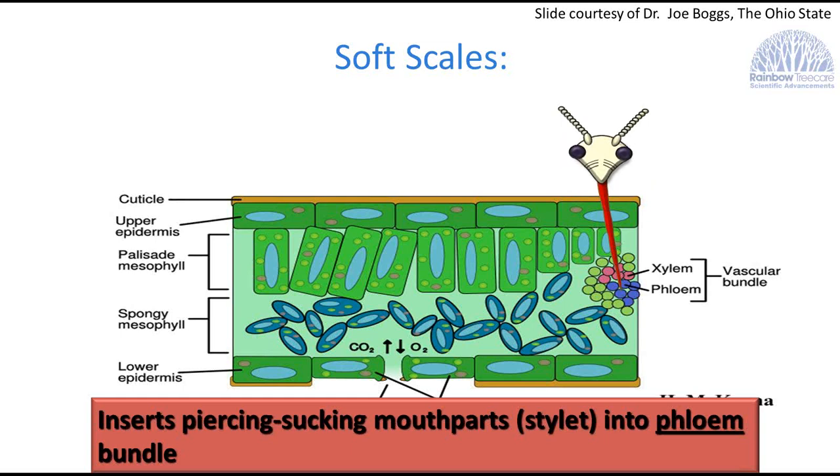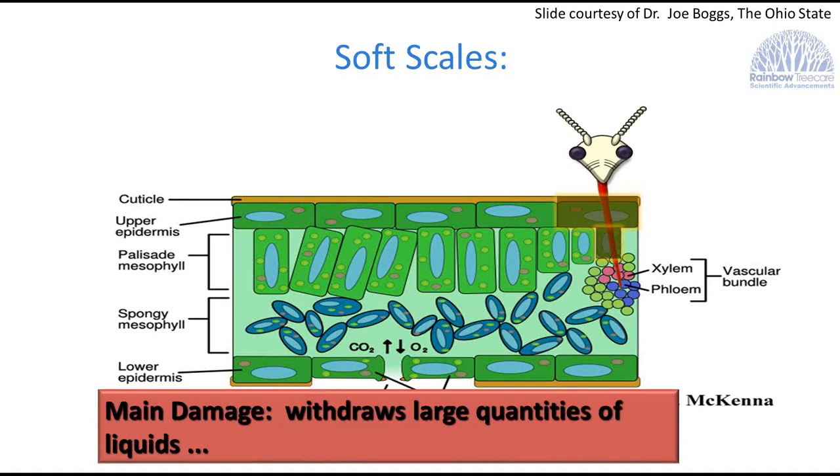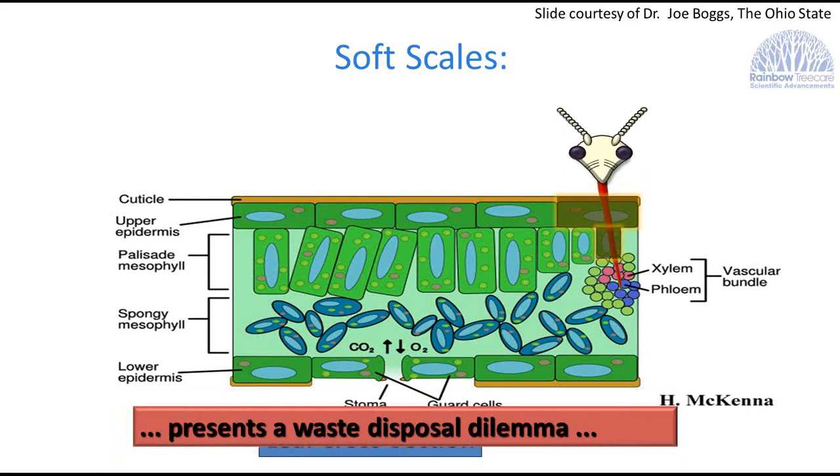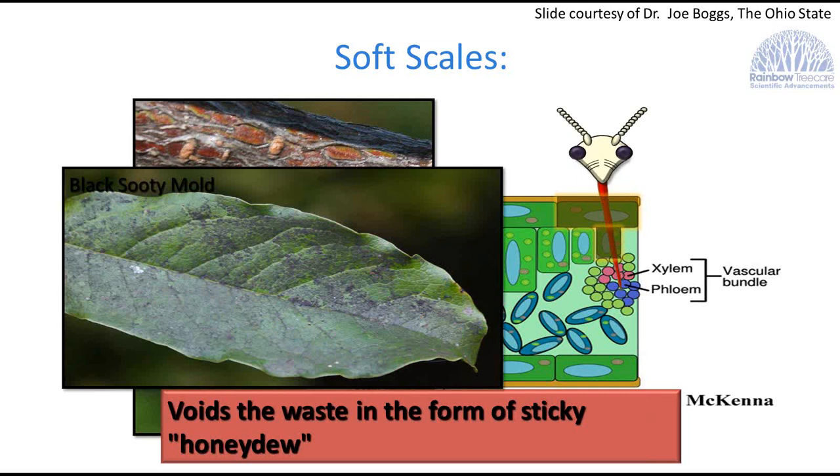It physically damages those, producing the full leaf dieback symptoms, not just the stifling effect seen in hard scales, but it physically kills the cells that are above the phloem bundle, as well as reducing nutrients to the entire leaf. And because it withdraws a large quantity of liquids, there is a waste disposal dilemma that we're going to show in this picture over here. Because it's directly tapped into the entire transportation system of the tree, it does produce excess waste in the form of sticky honeydew. And then that sticky honeydew, as we just talked about, causes black sooty mold.